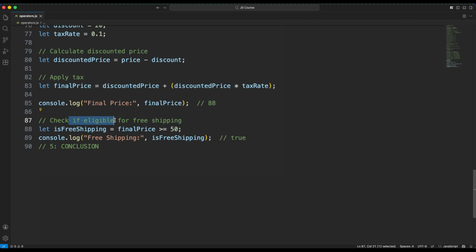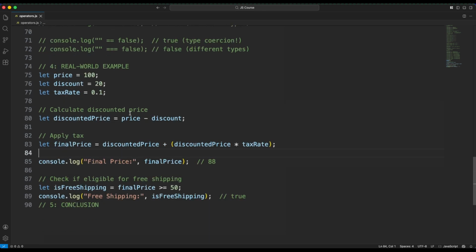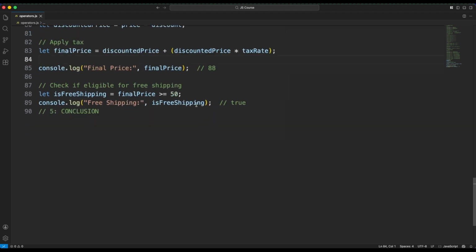Check if eligible for free shipping. Is the final price greater than or equal to 50? Then it returns true. That means we can send it as a free delivery. So it would be 50. It returns true because our result, the final price, is 88.